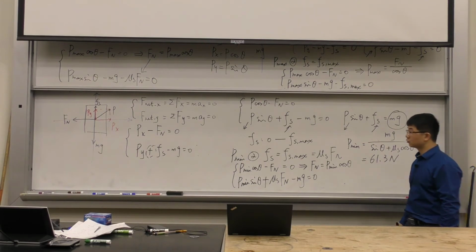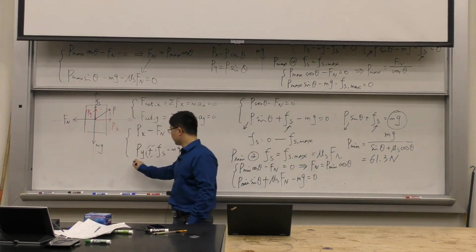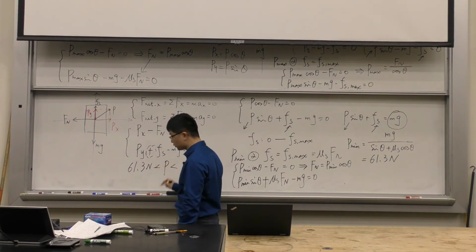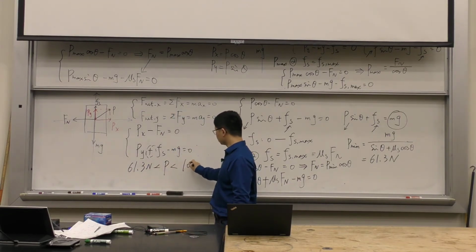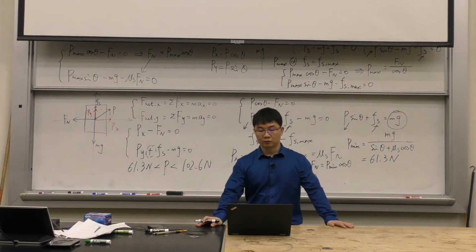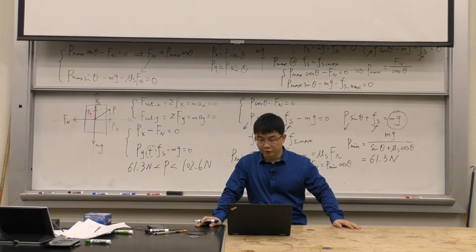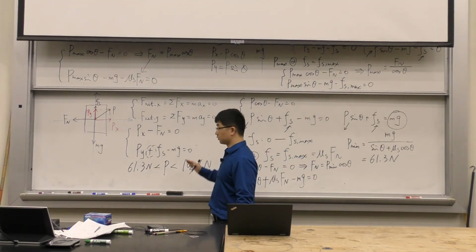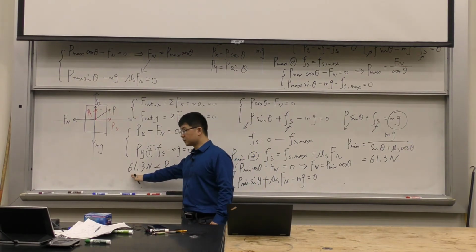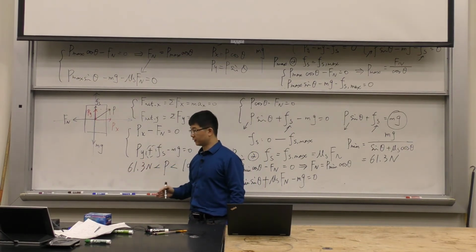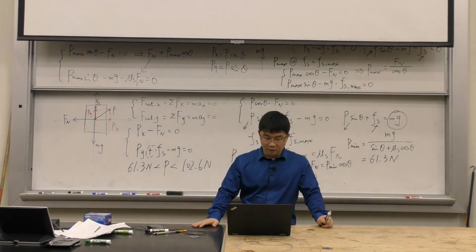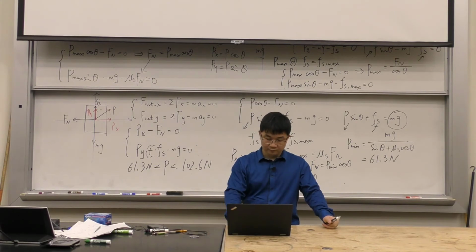All right, so our conclusion is this, right? So the P value should be between these two numbers in order to keep this block stationary on this wall, okay? If you apply any force larger than this, it's going to start to move upward. If you apply a force smaller than this, it cannot keep this block there. The gravity is going to pull it down, okay? So this is this question.